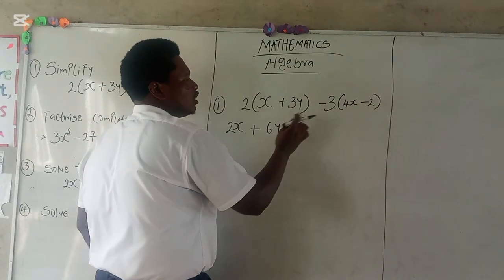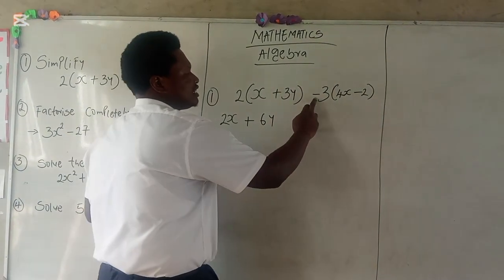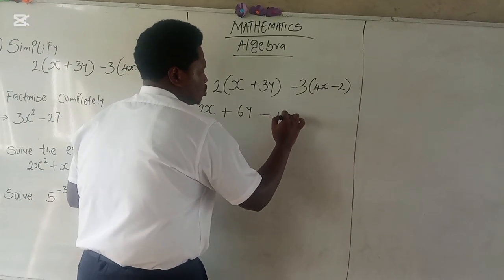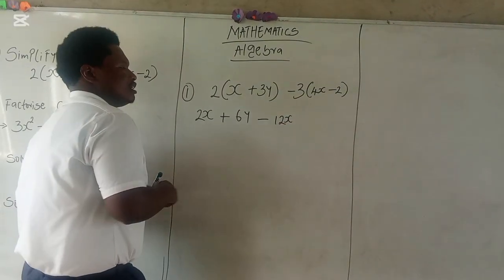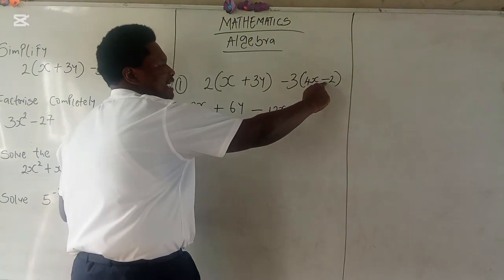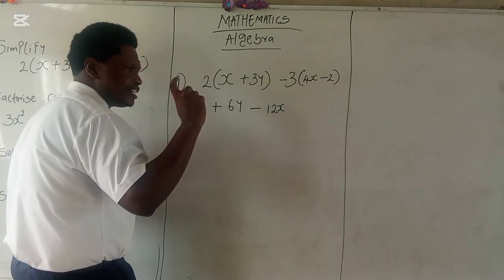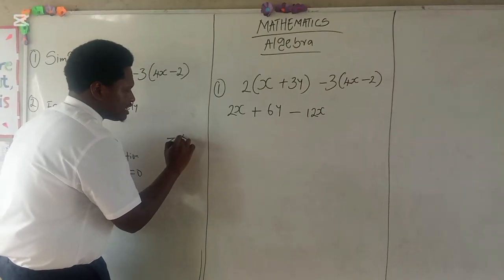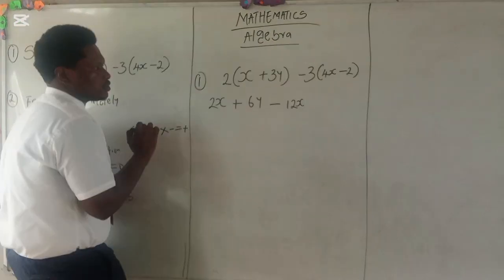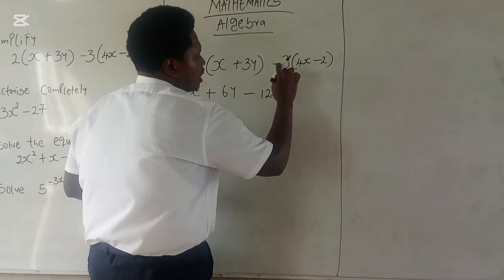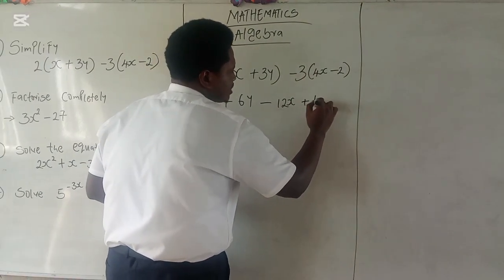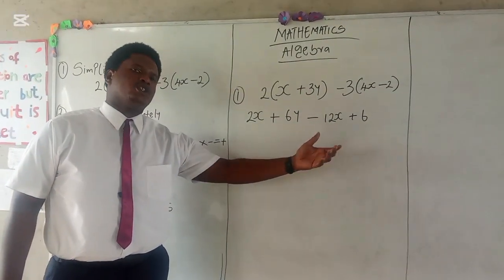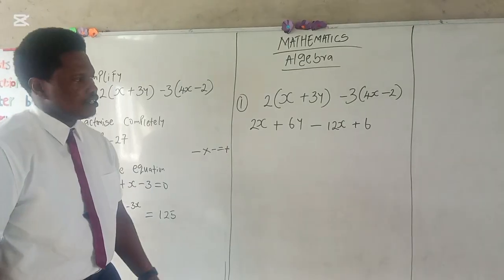So don't forget, this is minus 3. Minus 3 times 4x will have minus 12x. You are going to have minus 3 times minus 2. Pay attention to the sign. Minus times minus. When you have minus times minus, you have your plus. So we have here to be plus, and 3 times 2, we have 6. At this point, we've been able to open our bracket, or we can say we've been able to expand the bracket. So what's the next step?